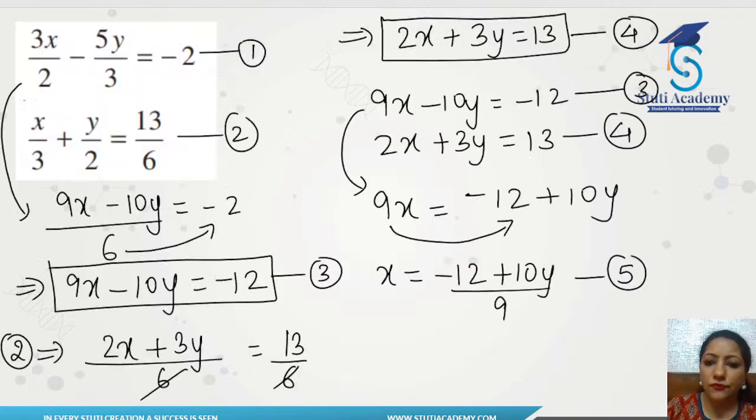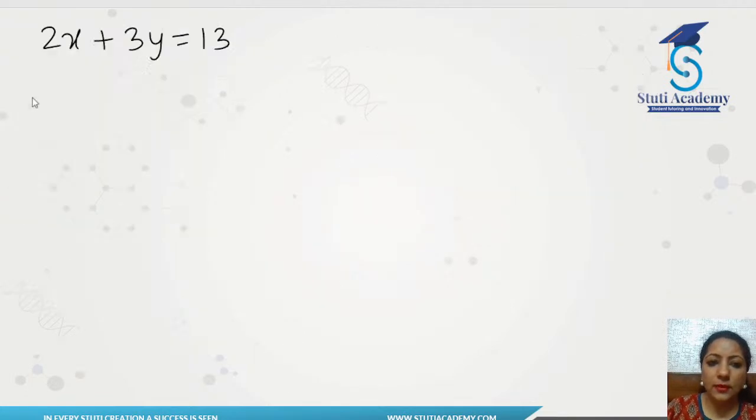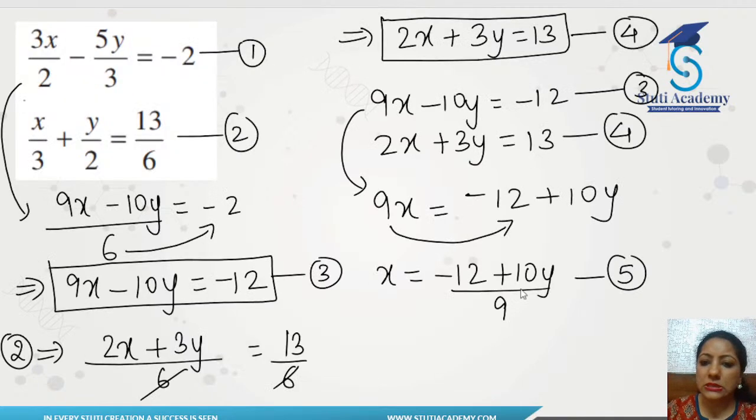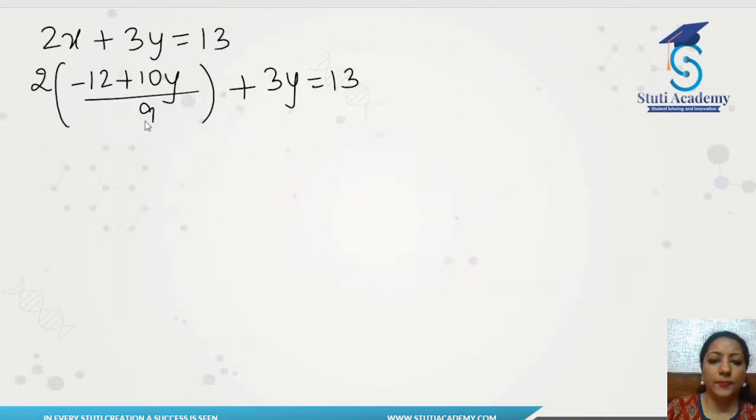The fourth equation here is 2x plus 3y is equal to 13. So I've just written the fourth equation here. And now I'm going to put this here. It's 2 times minus 12 plus 10y over 9 plus 3y is equal to 13. So I have taken this value and I've put it here.